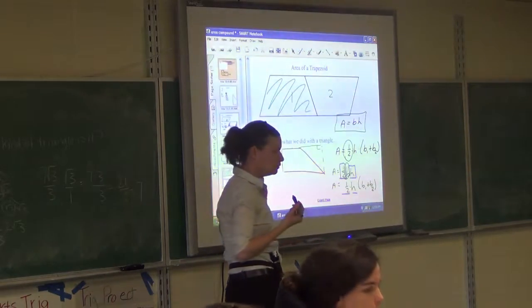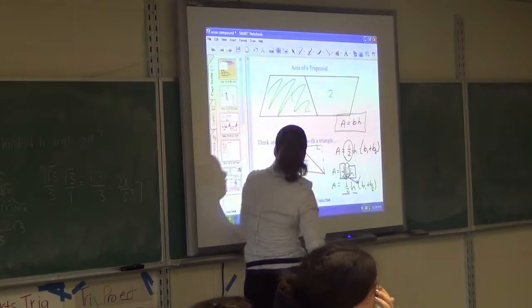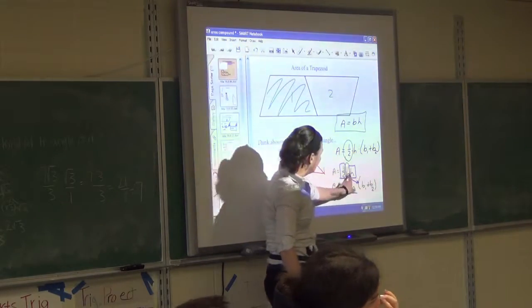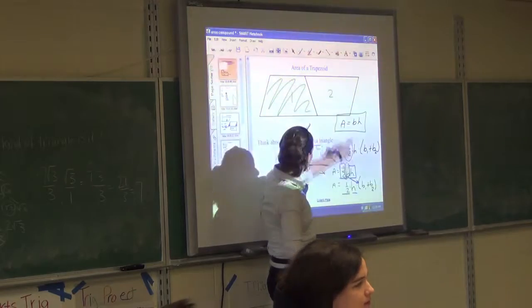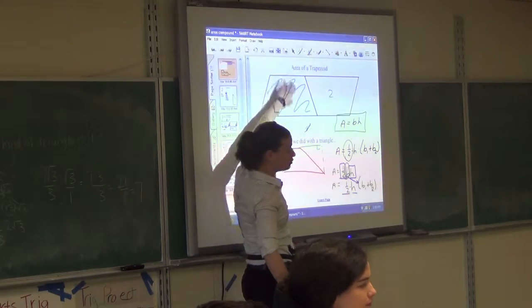Okay. There's 2 bases. How did this base get to be this base? There's one on top and one on the bottom. I can't, I only had 1, right? I'm so confused. Okay, hold on. In my trapezoid, I've got 2 different bases.